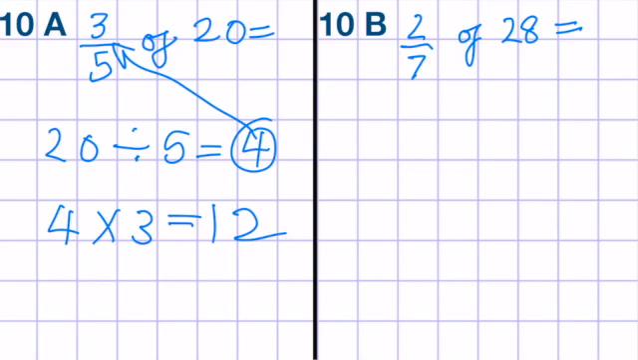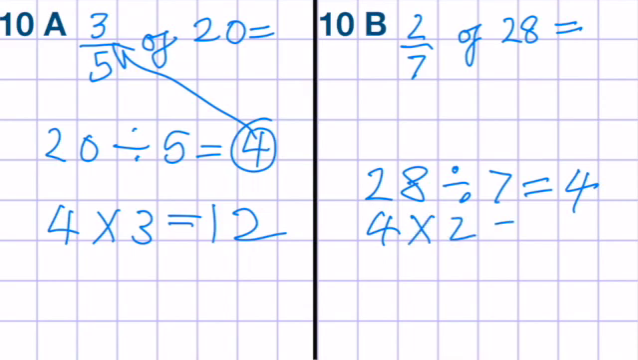10b. I'm going to do 28 divided by 7 because that's the denominator. 28 divided by 7 is 4. And then 4 times 2 is 8. Okay, if you struggle with any of those, have a look where you went wrong, and we will be covering the same topics in our next video.